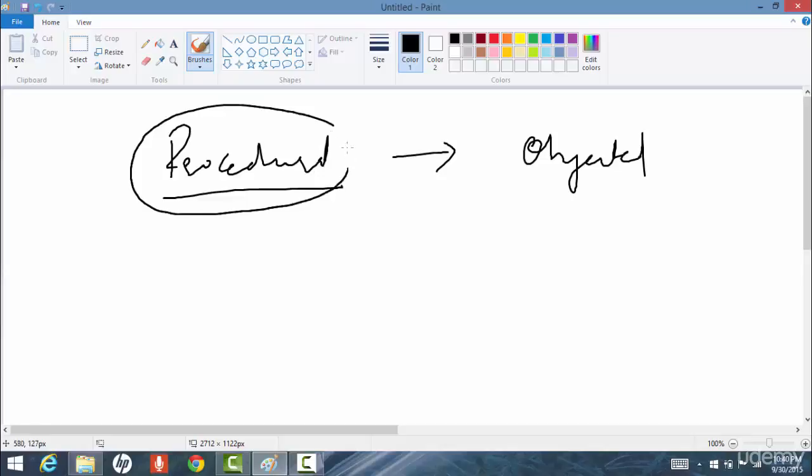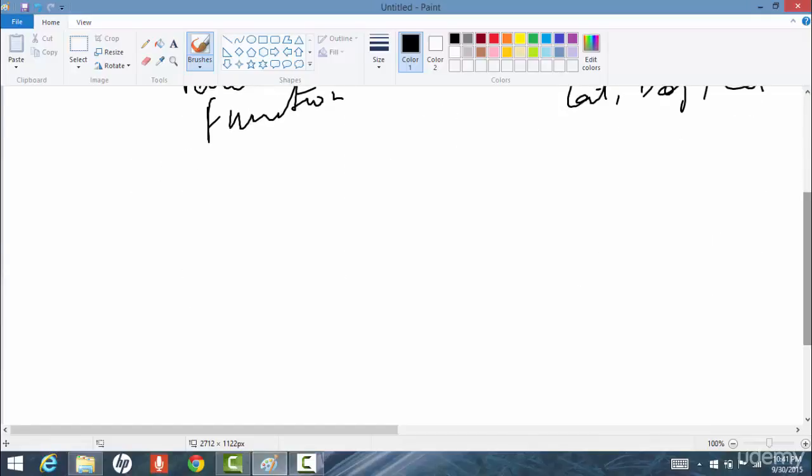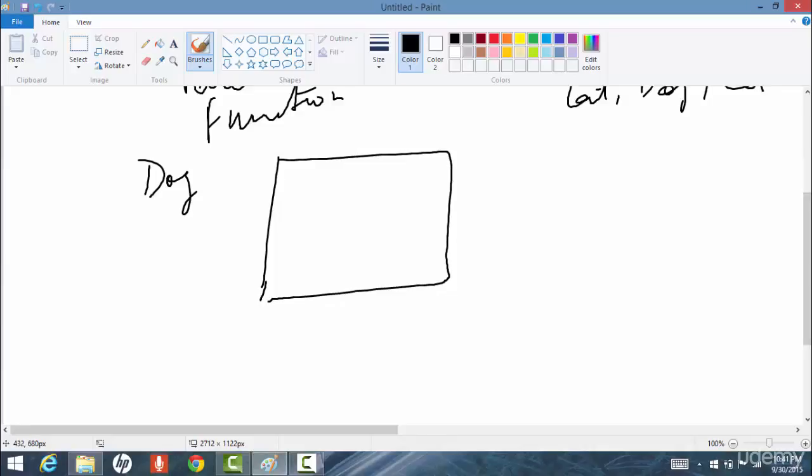In the procedural way, we focus on the procedures, or we can call them functions, what they can do. In case of object-oriented language, we focus on the objects. Objects can be real-time objects like cat, dog, car. These are the real-time objects. And in the procedural, we talk about the functions. So, if I take an example of a dog, dog itself is an object, and dog has different functions like he barks, he eats.